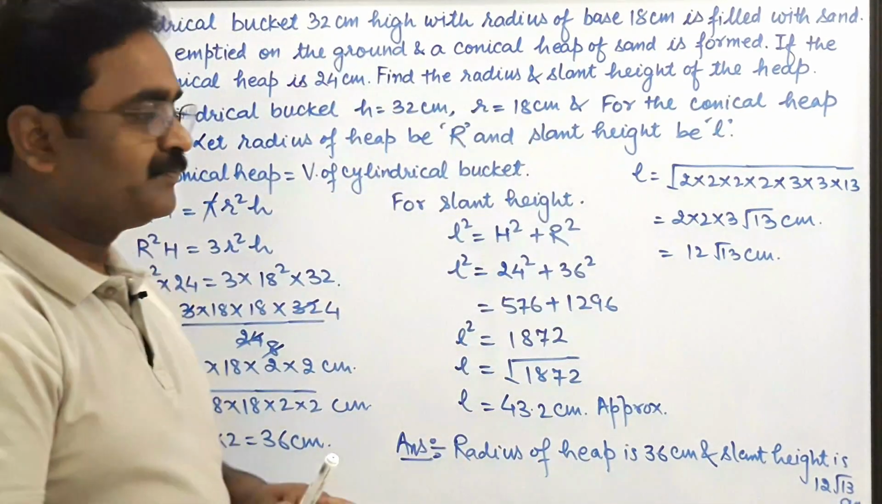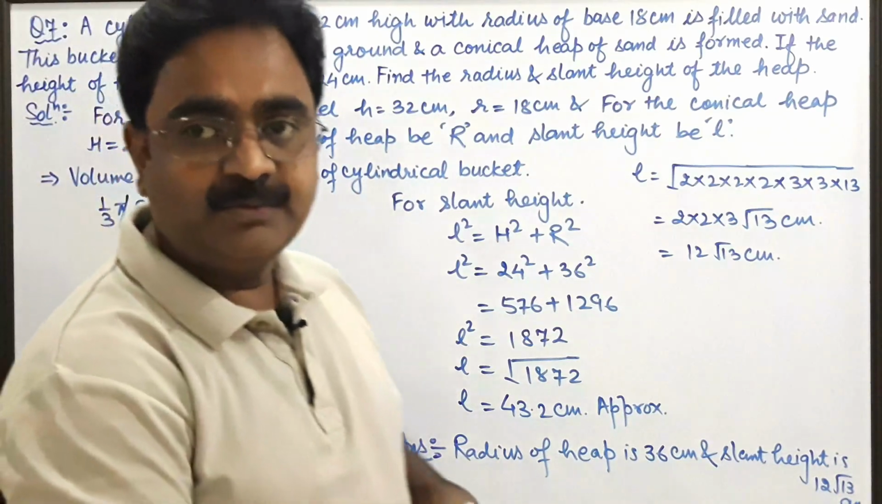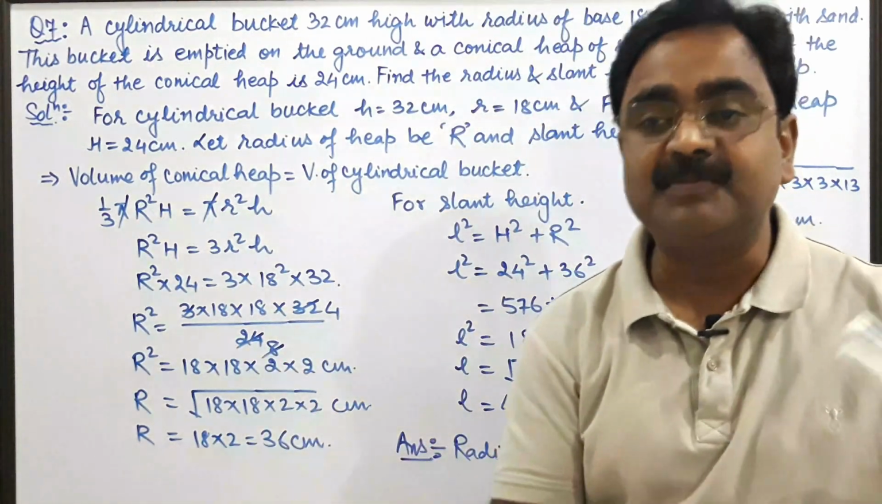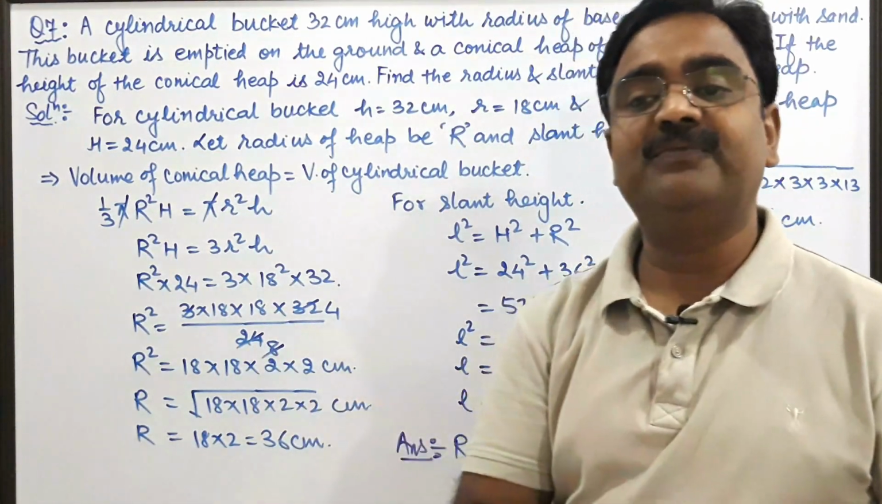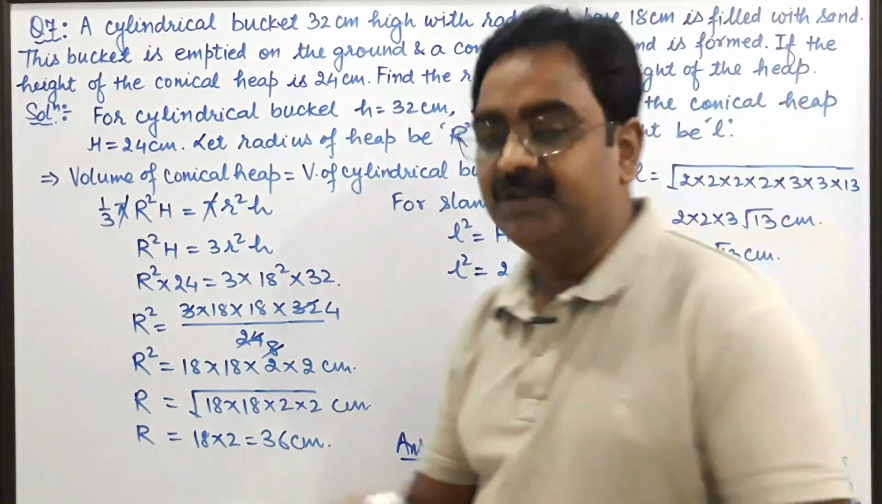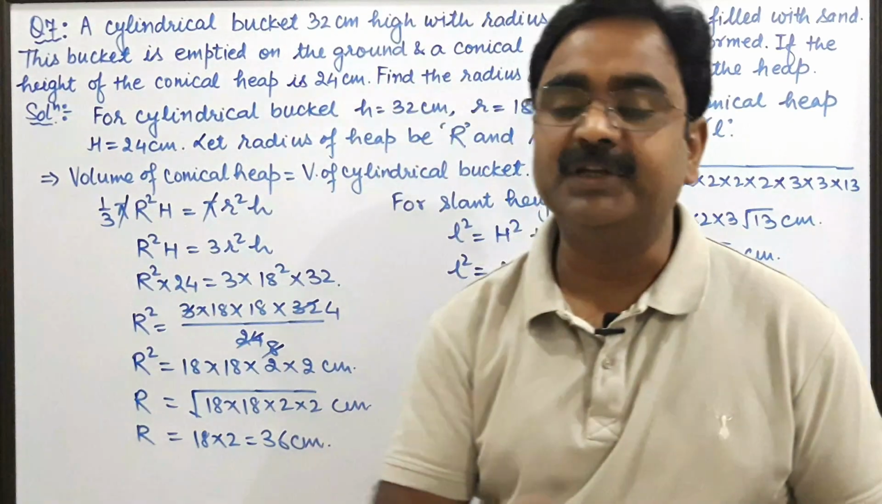Right friends? So once again I am going to explain to you. In this question, as it is given, a bucket is in the shape of cylinder which is full of sand. Now this sand is going to be kept on the ground. When it is kept on the ground, it forms a conical heap.